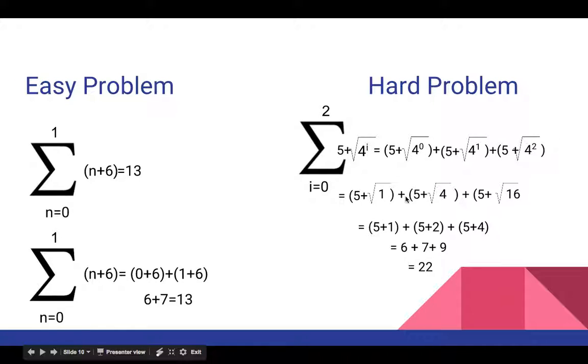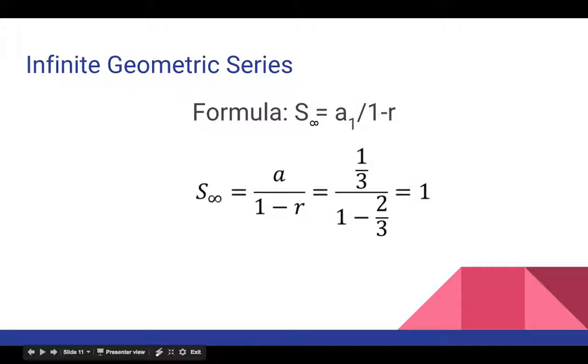And now we're just going to go on, and so we're just going to do 5 plus 1, because that's what it equals, and we're going to do plus 5 plus 2, because the square root of 4 is equal to 2, plus 5 plus 4, because that's the square root of 16, so that's 4. And so now if we add 6 plus 7 plus 9, we're going to get 22. And that's our answer.